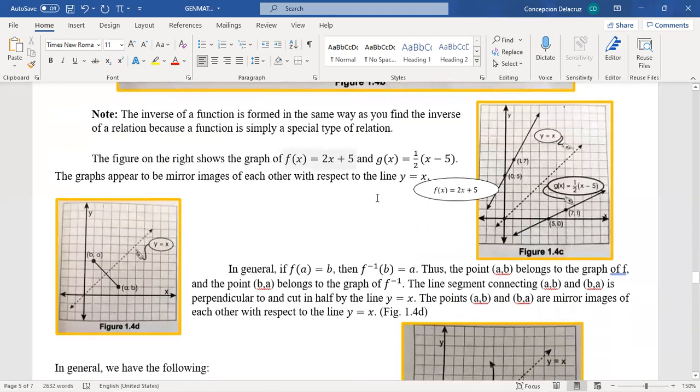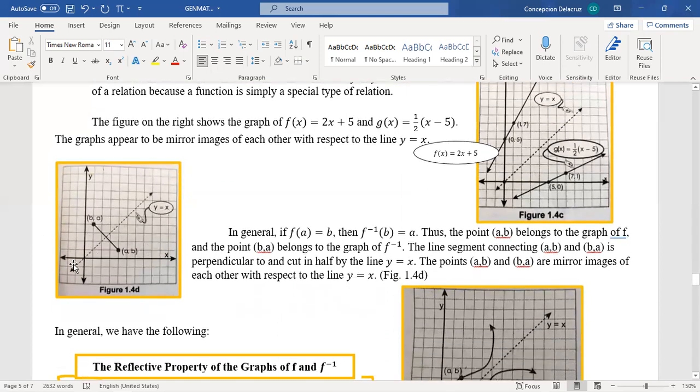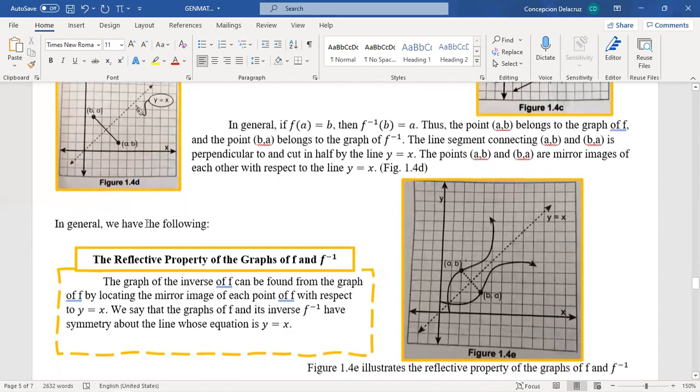Next, this one. 2x plus 5 and 1/2 x minus 5. As you can see, this is graphed, and there is a line of symmetry. If you fold it, it is very clear that they are the same. Still a reflection. Just like this one. It is just a reflection. BA is just a reflection of AB, which has a line of symmetry, which is y is equal to x.